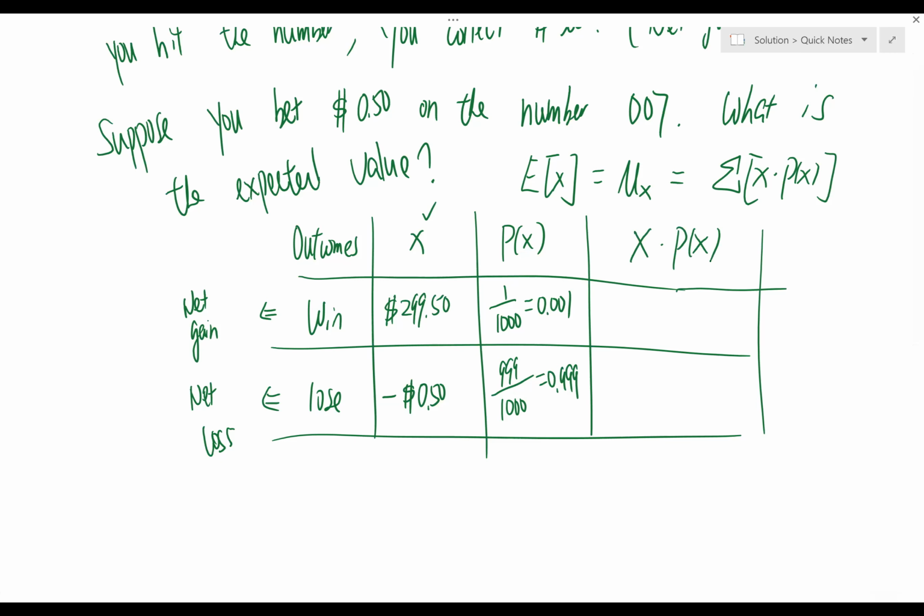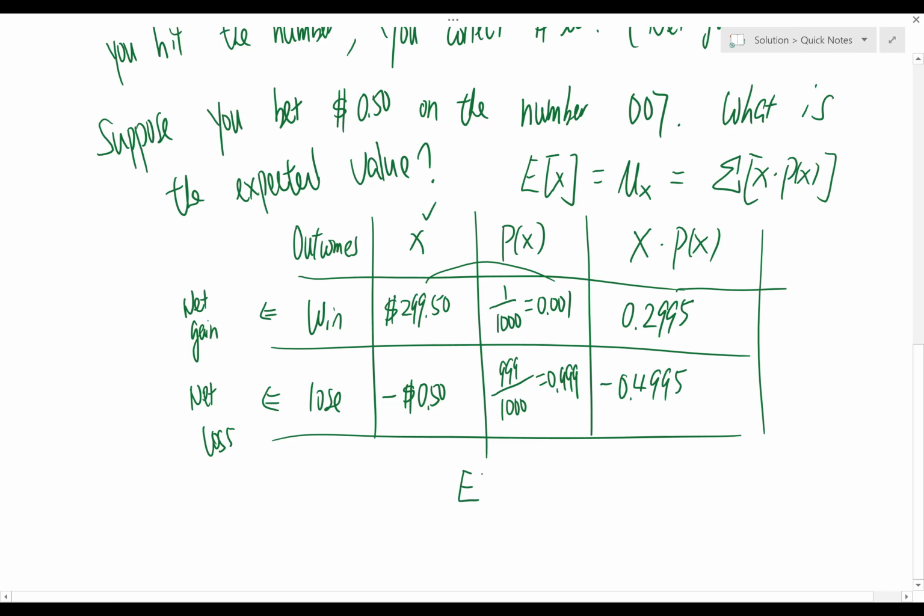So 299.50 times 0.001, and it becomes positive 0.2995. Okay, you multiply these two. And if you multiply negative 0.50 by 0.999, let's see what that is. That turned out to be negative 0.4995. Okay. And if you combine those two outcomes associated with probability, then we get an expected value.